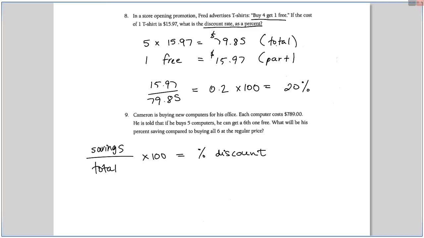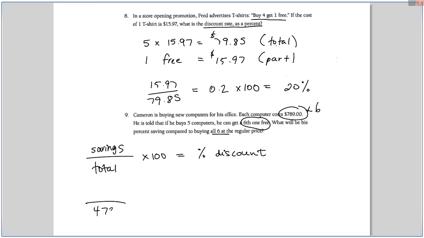Alright, so for this one, each computer costs $7.89. He's told that he's going to buy 5 computers and get a 6th one free. What will be his percent saving compared to buying all 6 at the regular price? So times that by 6, times his price for 1 by 6.